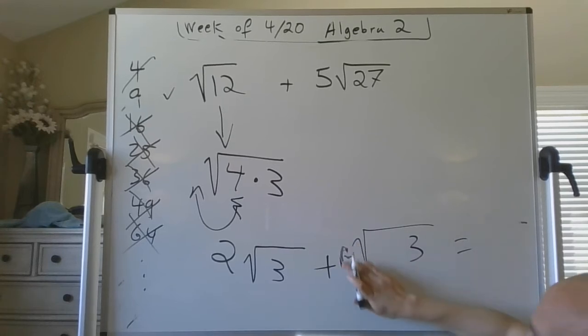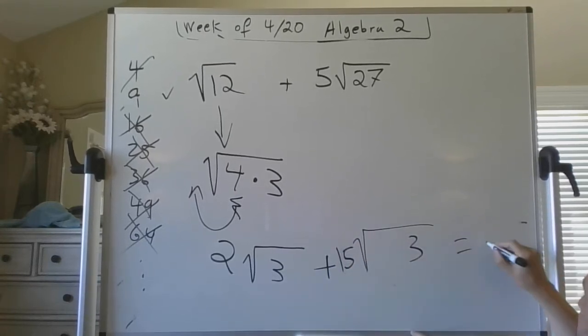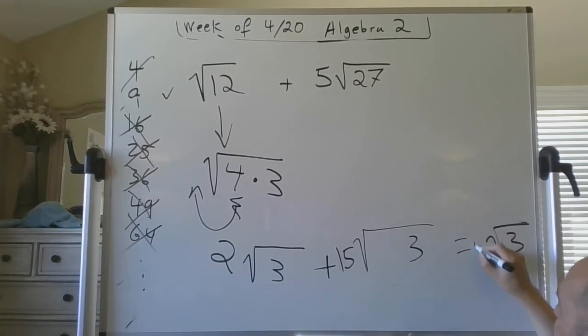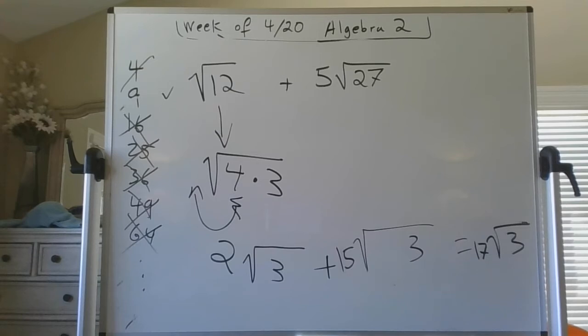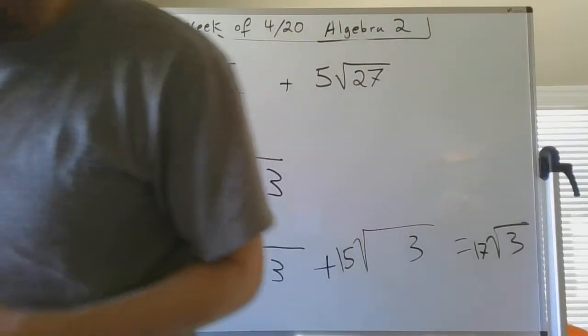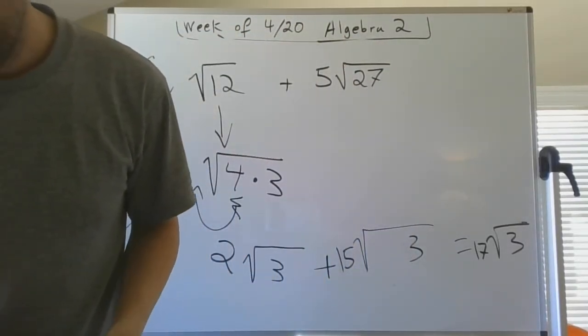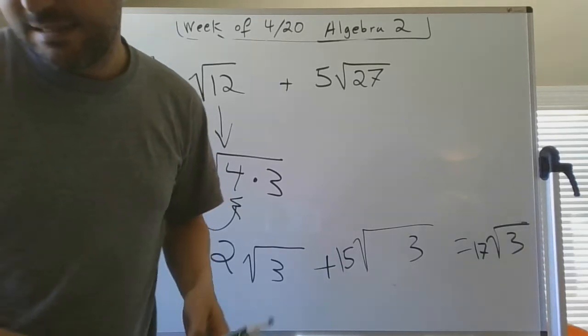So we're going to get, let me write that a little bit neater. It's still going to be square root of 3, but now we're adding 2 plus 15, which is 17 square root 3. Okay, let me do one last one like that, and then we'll move on to the last problem and we'll be done. One final one like that.